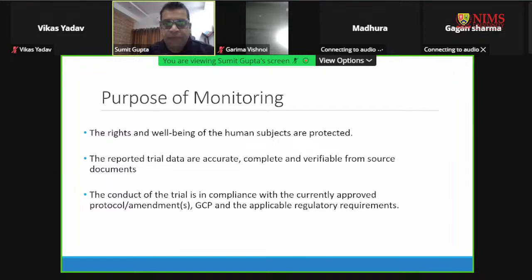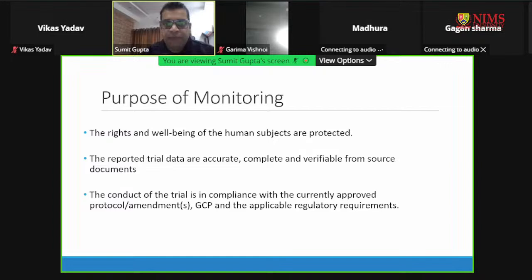The timelines of data entry depend on the study coordinator and the site's workload. So it's often seen that entry of data in the CRF or in the source is not done on time. It's not done on the day when the patient is visiting. So there's a gap between the patient visit and data entry. This is one of the shortcomings.